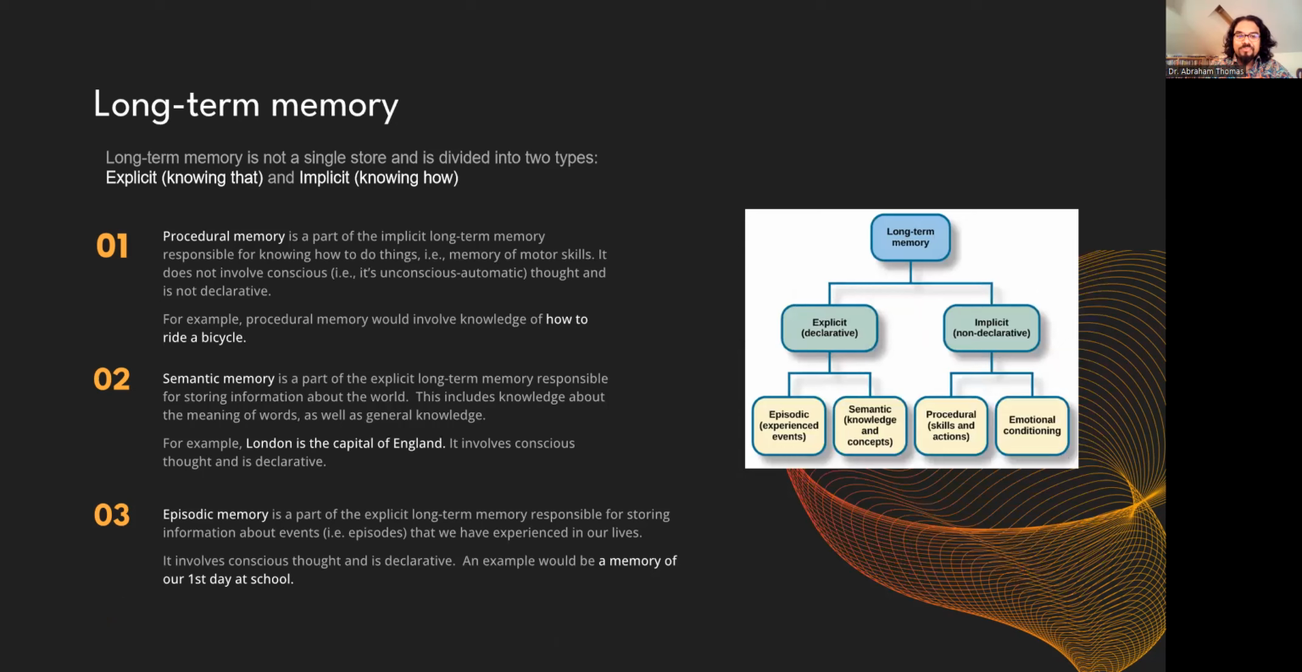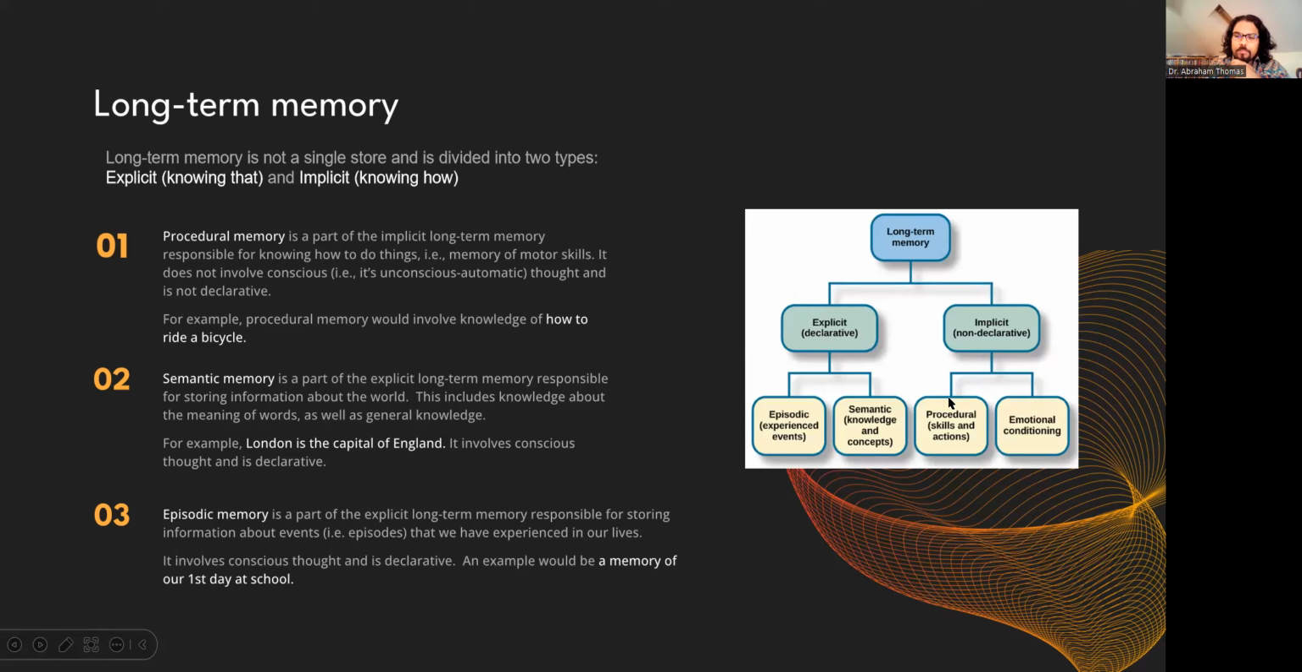Long-term memory. So it's not a single story, it's divided into two halves. Explicit, okay, which we have here, also known as declarative. It's when we're knowing that. And implicit long-term memory, it's knowing how. So those are the two big branches there. That's how we break it up.